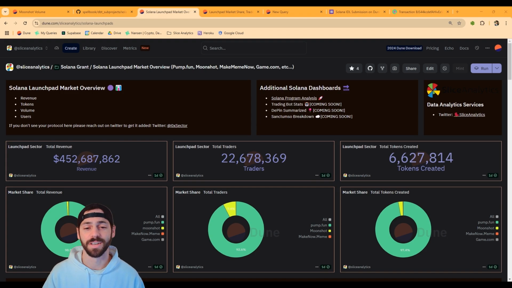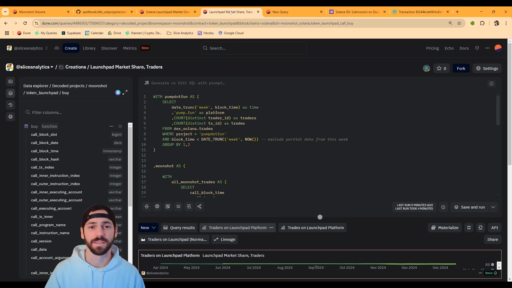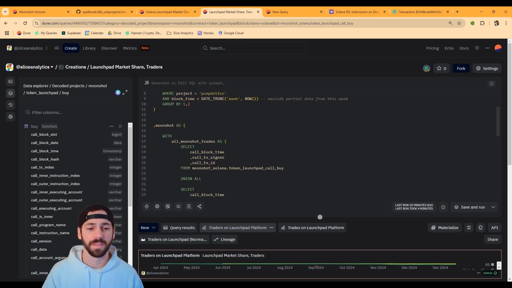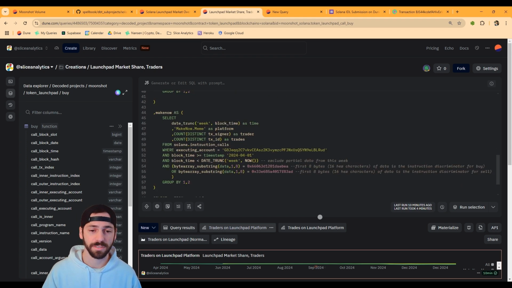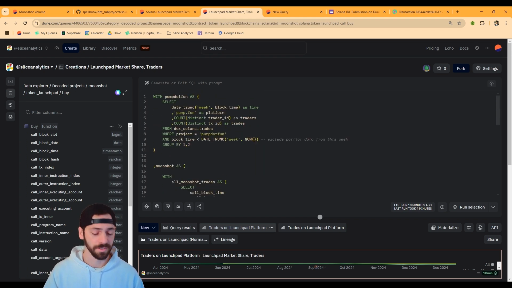Today, we're going to dive into how you can calculate the total number of traders on your platform. So let's take a look. We're going to do this in several ways. First, I'm going to show you how we can do it using a curated table called Solana Trades. Then I'm going to show you how you can do it using just decoded tables. And finally, if you don't have an IDL for a program, I'm going to show you how you can do it using raw instruction data. All right, let's jump in.